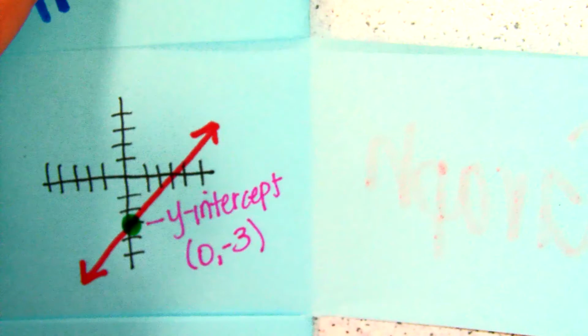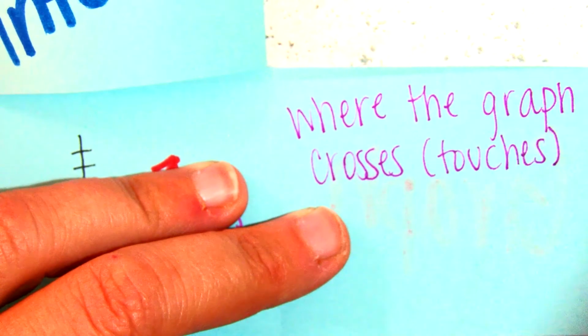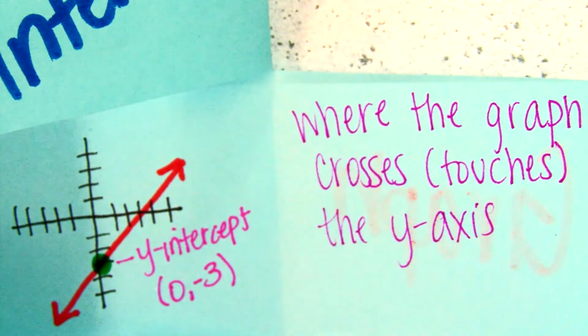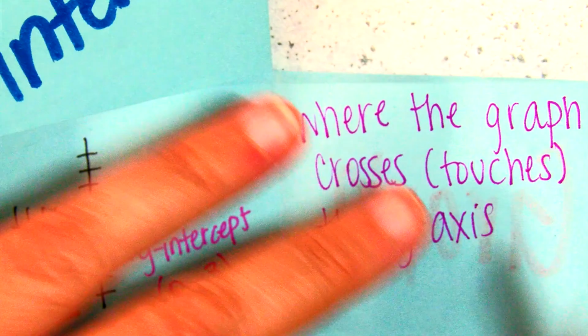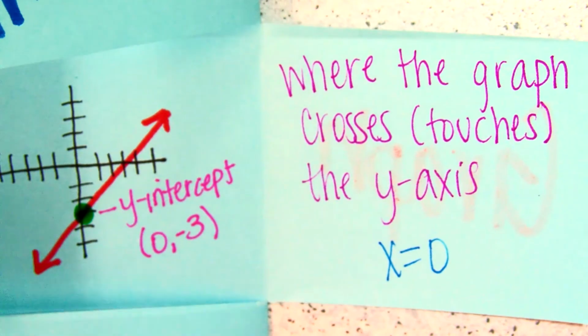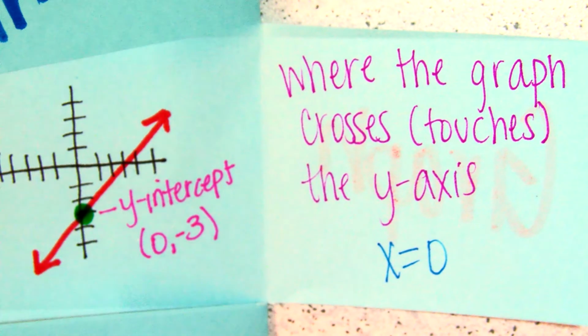So for graphing, go over to your little tab. It's where the graph crosses or touches the y-axis. Okay? And again, x is always equal to 0. Okay? For y-intercept, your x is always equal to 0.